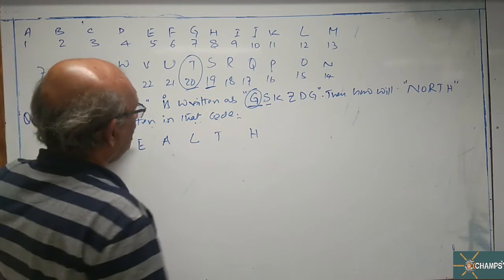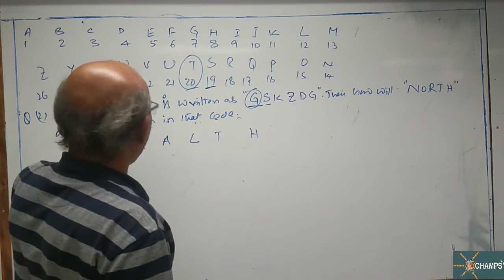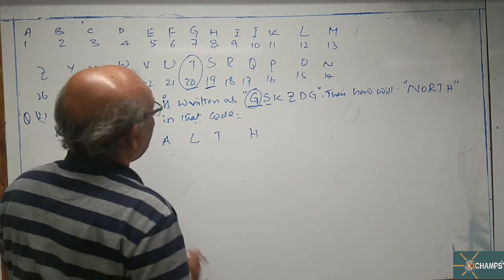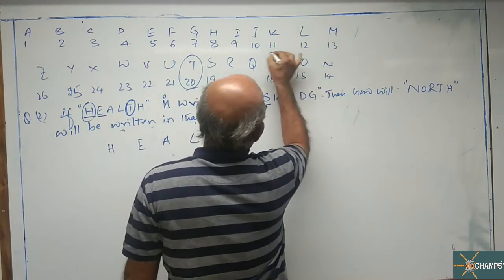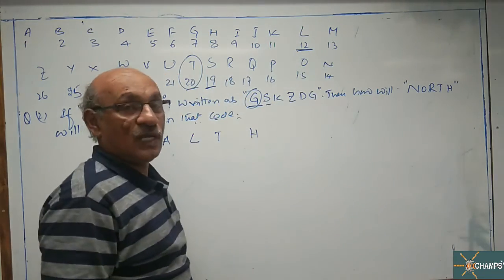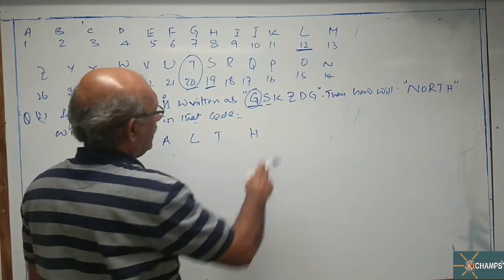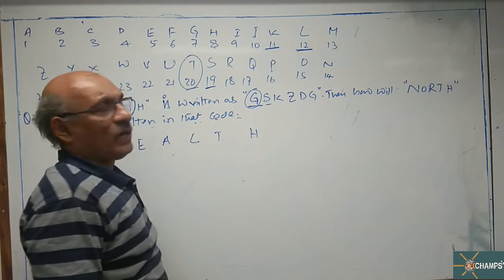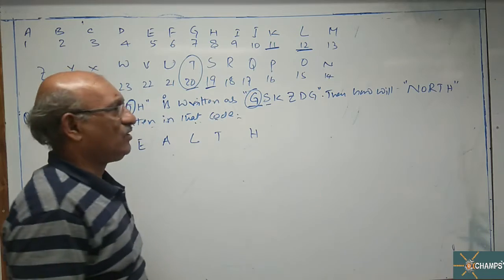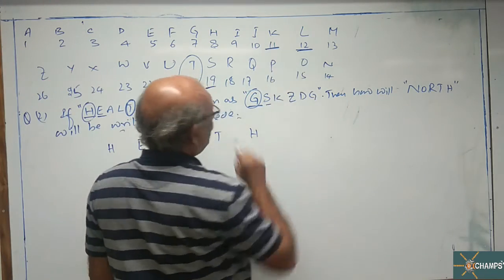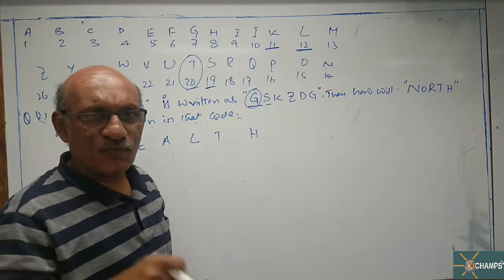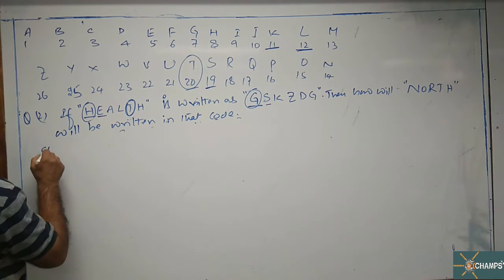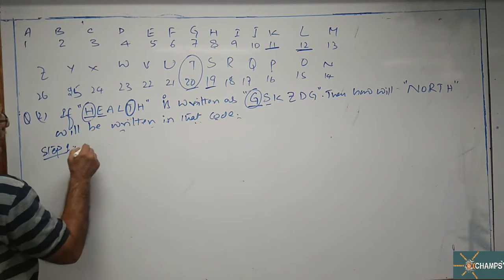Next, A, 1. It is K. No relation between A and K. But look at the third letter here, L. What is the numerical assigned for L? 12. Now what is the numerical assigned for K? 11. 12 minus 1 is equal to 11, sir. So proper logic you are getting. So what we have to do here? Step number 1. Write the letters.